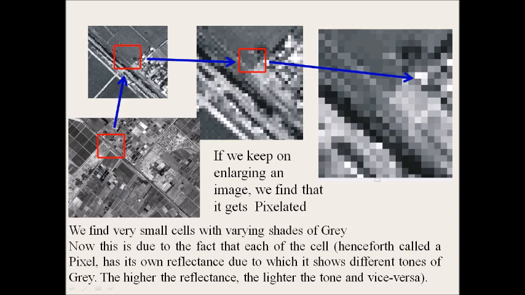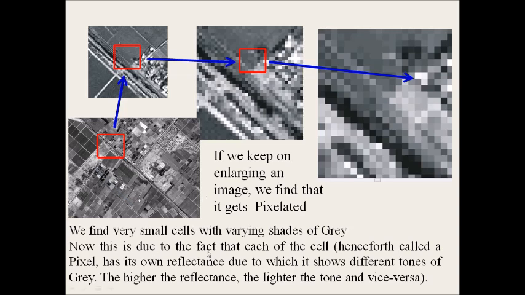Now this has been enlarged, further it has been enlarged, and now this portion has been enlarged. So if you keep on enlarging, then we say that the image pixelates, it has got pixelated. What does this mean? This means that if we keep on enlarging it, we are able to see the cells of which it is made up.